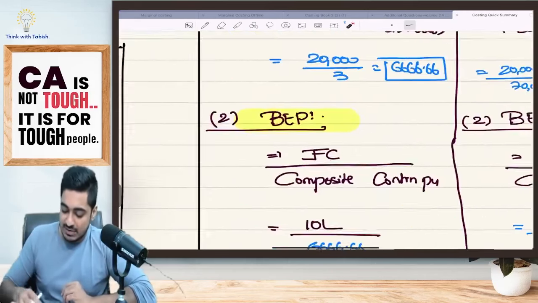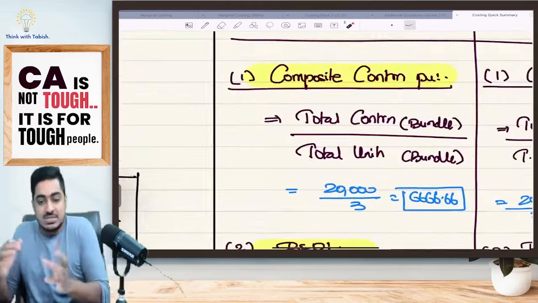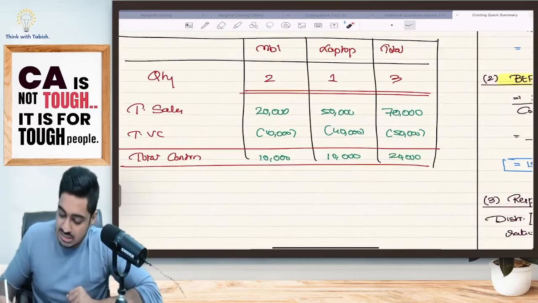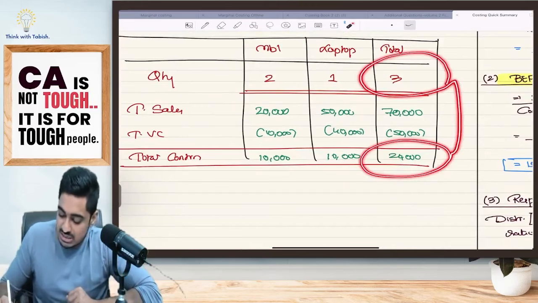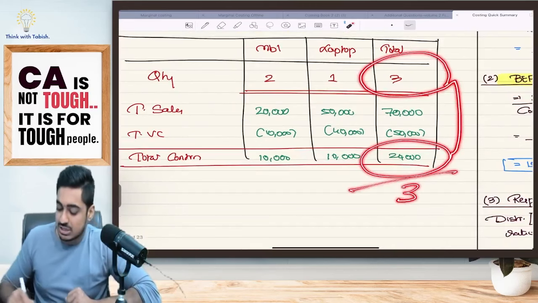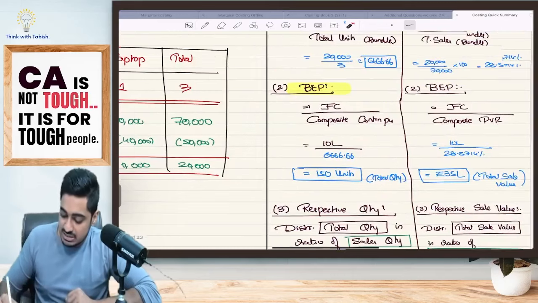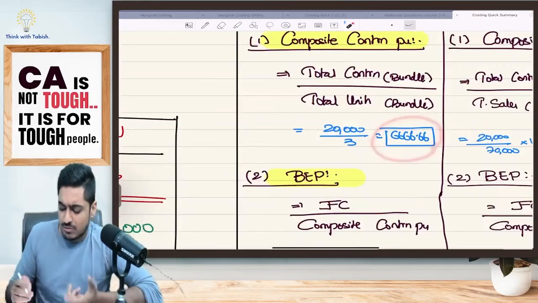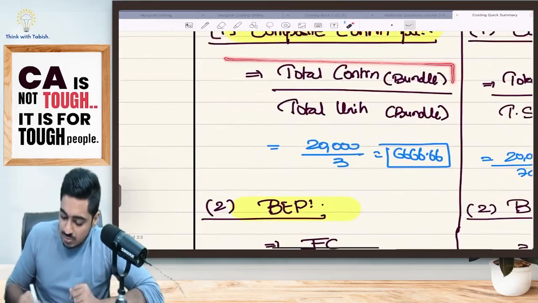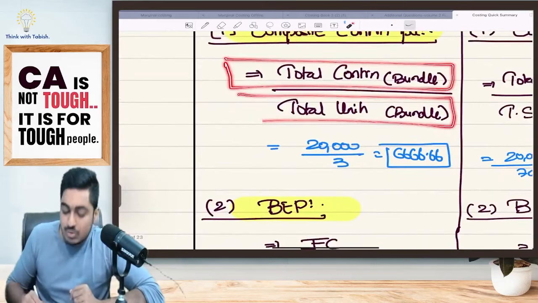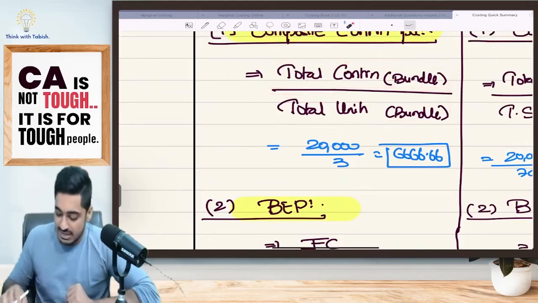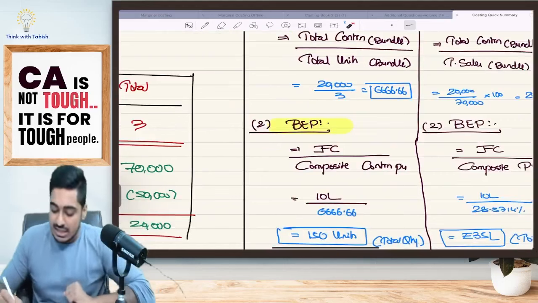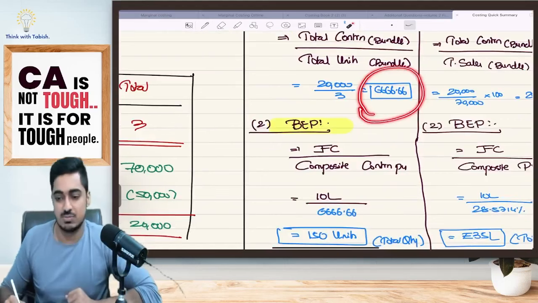So composite contribution per unit. How do I calculate? I have explained already. Tell me, students, in this bundle, in total how much contribution did I get? Sir, I got a total contribution of 20,000. This is for how many units? 3 units. That means effectively per unit how much? 20,000 divided by 3, 6,666.66. Even without a formula I've got it. If you want the formula, it is simple: total contribution of the bundle divided by total units in the bundle. Is this clear, everyone? Effectively, if I'm selling 1 unit, I will be getting 6,666.66.